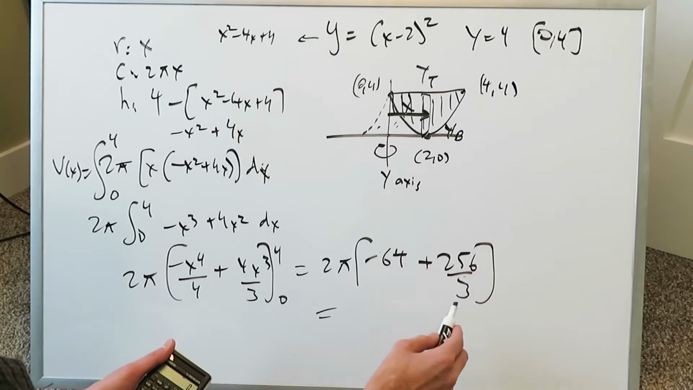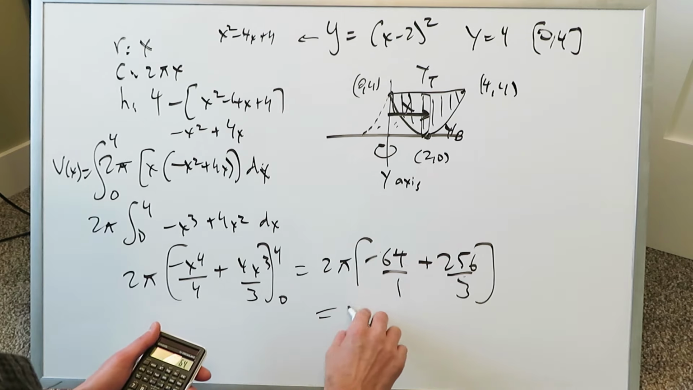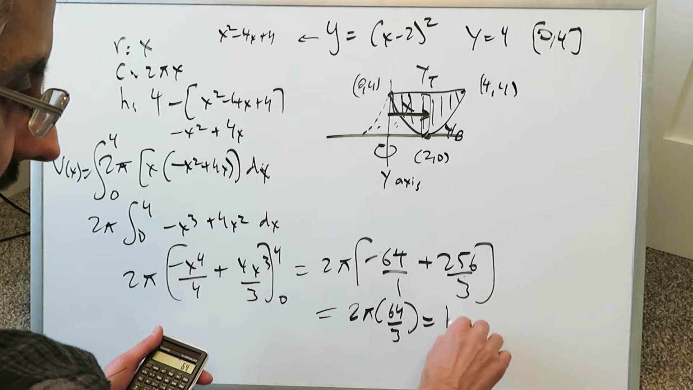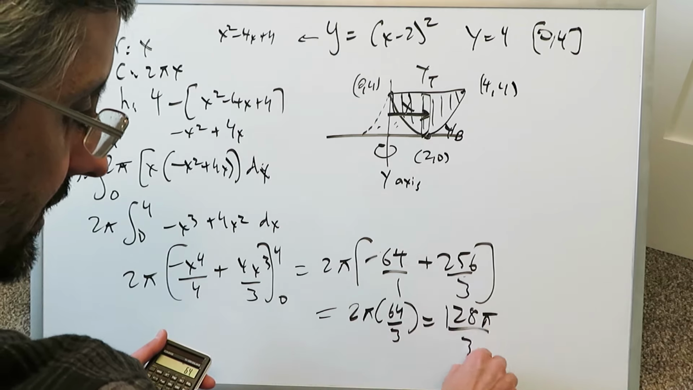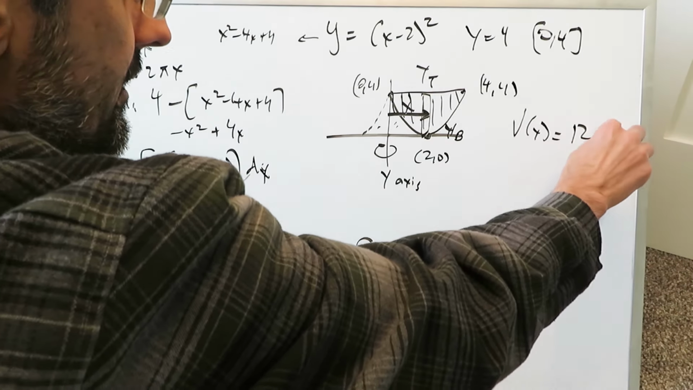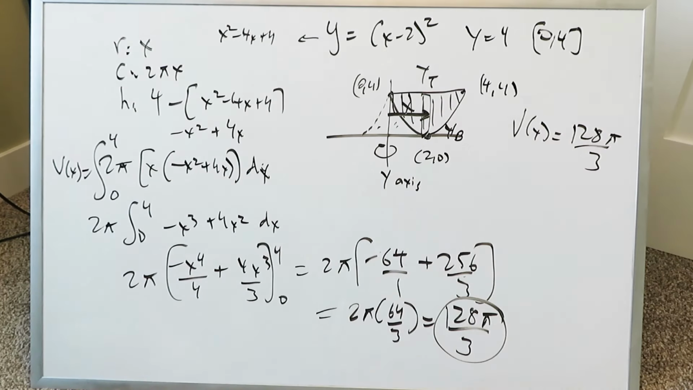You can do a good fractional answer here. You'll have minus 64 times 3 plus 256. You have 2 pi times 64 over 3, which you know is going to be 128 pi over 3. That would represent the main volume of that solid. It would be 128 pi over 3. Everything which is closed, other than this internal portion.